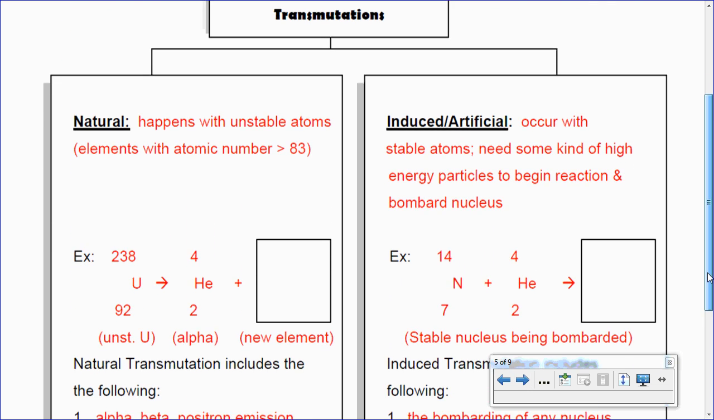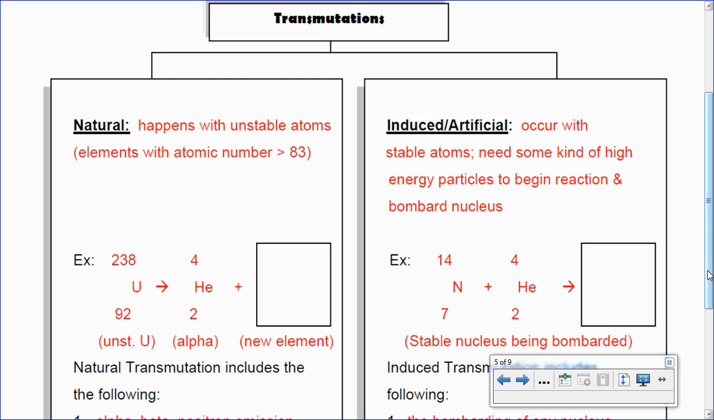So the 2 types of transmutations are natural, which happens when unstable atoms with atomic number greater than 83 turn into stable ones. And here's our first taste of a nuclear equation. We've got unstable uranium, 238. Look at the periodic table. Uranium is greater than atomic number 83, so it is automatically unstable. According to reference table N, it goes through alpha decay. We'll get into that a little bit later. But when an unstable uranium falls apart, it turns into a helium nuclei, an alpha particle. We'll see what that is later, and something else.